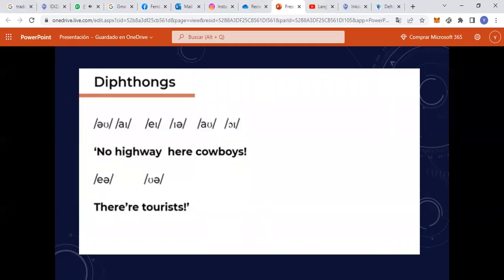So in every word of the sentence, we have a diphthong. Let's see how we can read it. We have no, oh, hi, way, here, cow, boys, there, tourist. All right, so actually, this is a very fun way to learn this. I recommend you copy this little game.